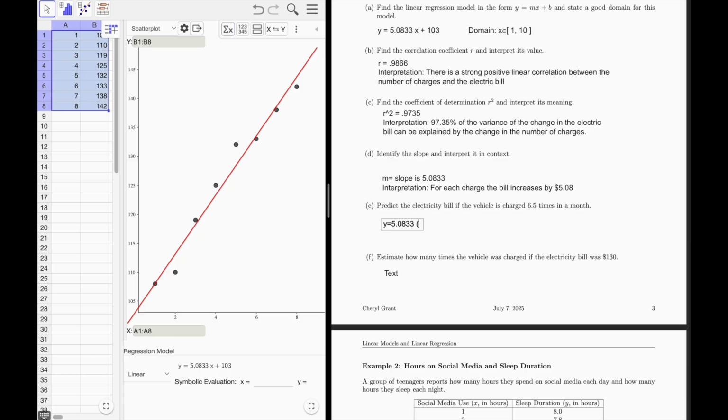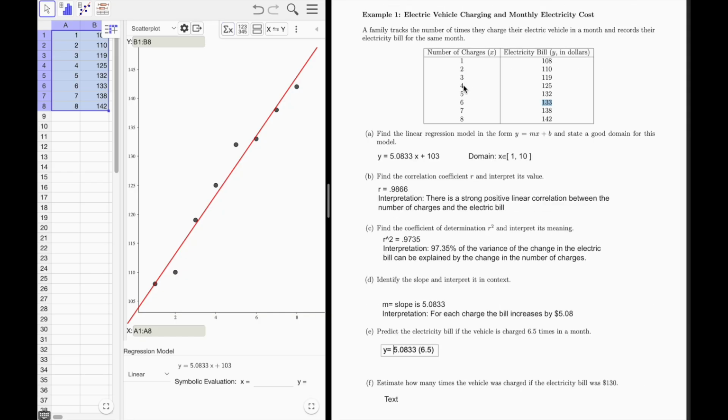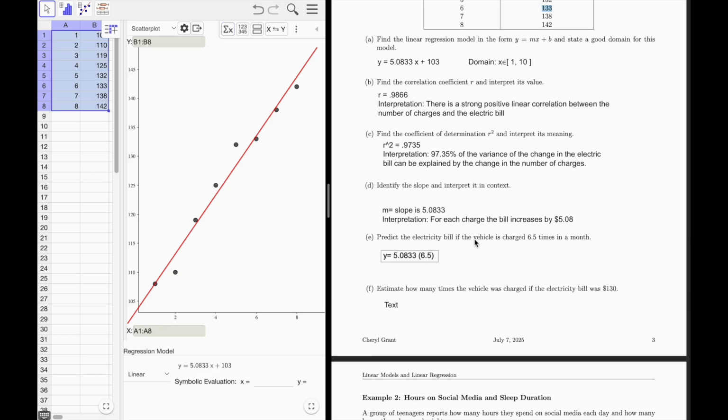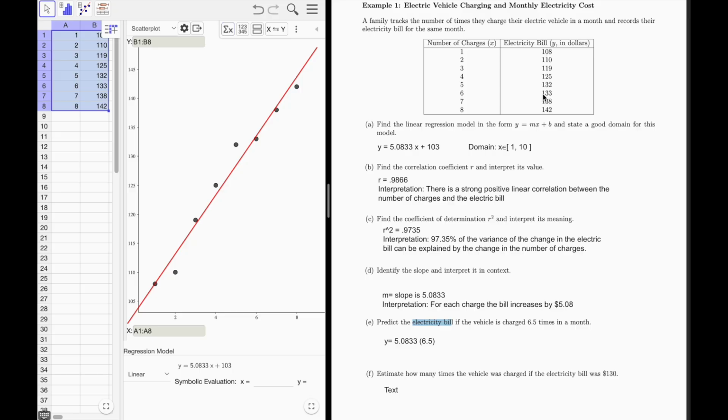Now I'm going to put in for x 6.5. How do I know not to put that in for y? This is why it's so important to understand what your variables represent. This question states that we're talking about a vehicle that is charged 6.5 times in a month. So that is our x. And then we're asked to predict the electricity bill, which is our y value. So this is what is unknown, what we're trying to find. So when I write my line, I'm going to replace x with 6.5.